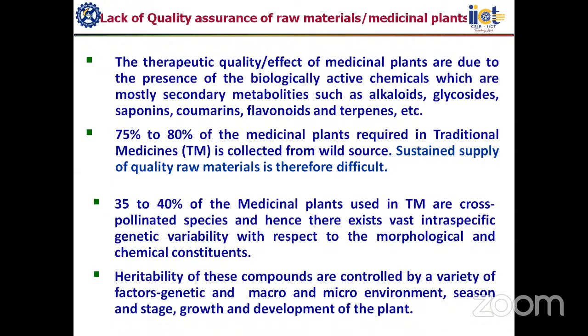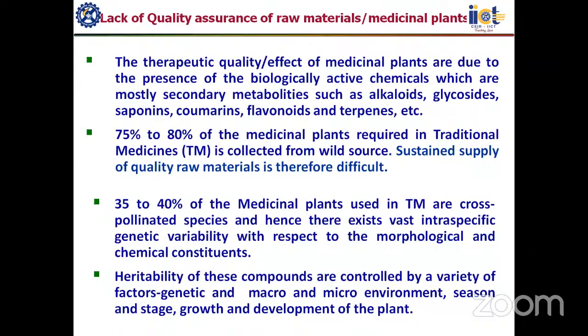So for the herbal formulations, the majority, 75 to 80% of the medicinal plants required for traditional medicine, is collected from the wild source. So sustained supply of quality raw material is therefore difficult. So in that case, adulteration is happening.